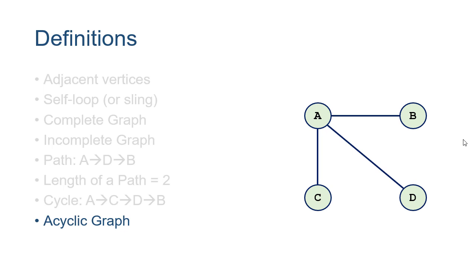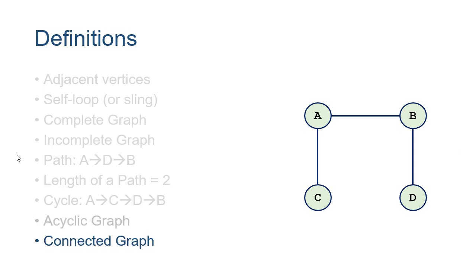Now, if a graph doesn't have any cycles, we say that it's acyclic, and you may notice that looks an awful lot like a tree. Here's another example of an acyclic graph with the same vertices. And now we say a graph is connected if there's a path from every vertex to every other vertex.